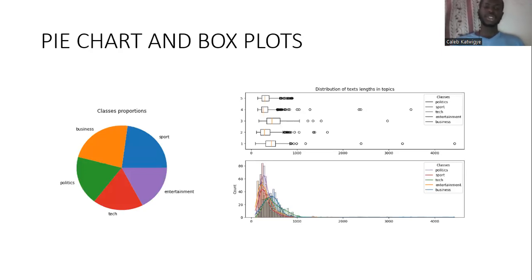The pie chart shows the distribution of how large each of the classes is. So this shows you that each of our classes has the same number of articles, right? So it's evenly distributed, as you can see. But then the lengths, as you can see from the box plot, the lengths of these articles are different, right?